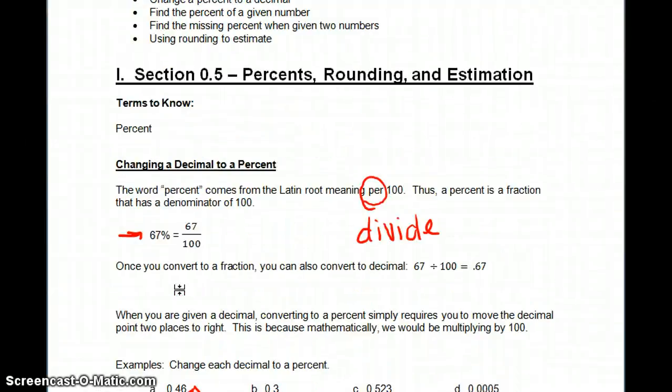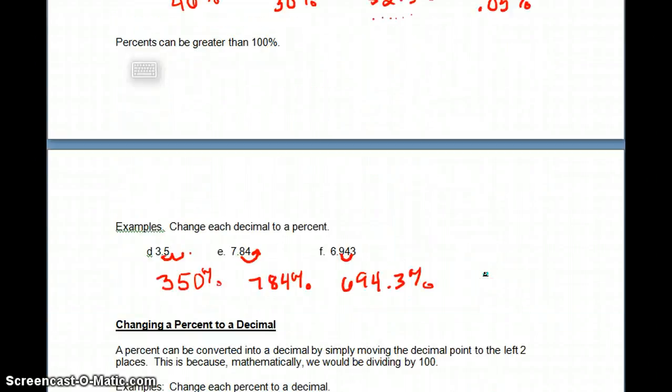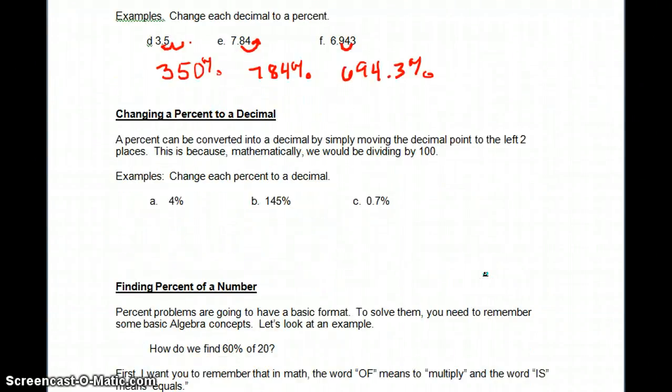I want you to think about what we just did here when we talked about taking the percent to a fraction. We wrote it as a number out of 100 and then divided by 100 to get a decimal. That is what we're doing now. We are dividing by 100. So rather than setting up a division problem every single time, I want you to just remember that you can simply move that decimal point 2 places to the left and you will have your decimal.